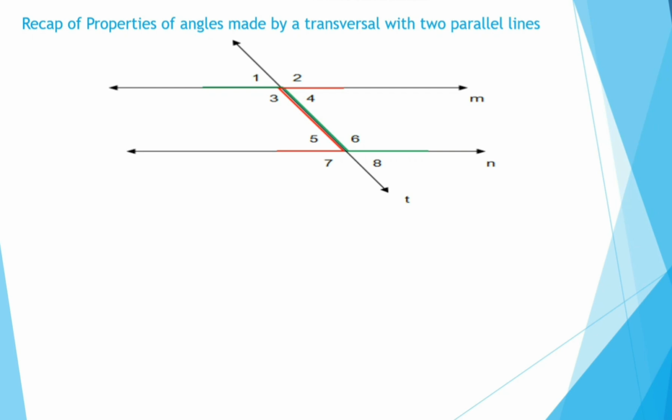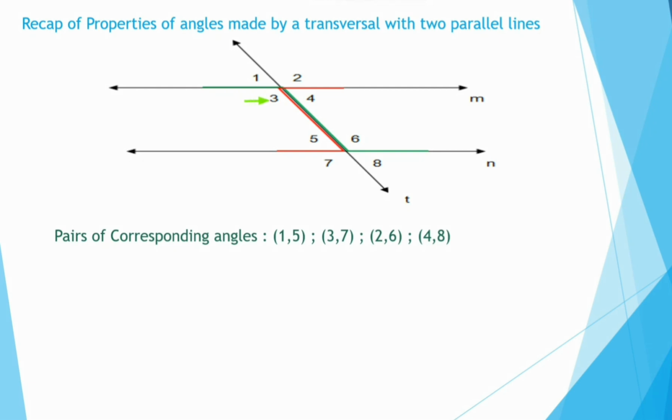Now if I ask you to name all possible corresponding angles, now start naming. Before I show you the solution, start naming the pair of all possible corresponding angles. Now let's see whether your answer matches correctly or not. Pair of corresponding angles here are 1 and 5, 3 and 7, 2 and 6, 4 and 8. So the angles which lie in the same position.